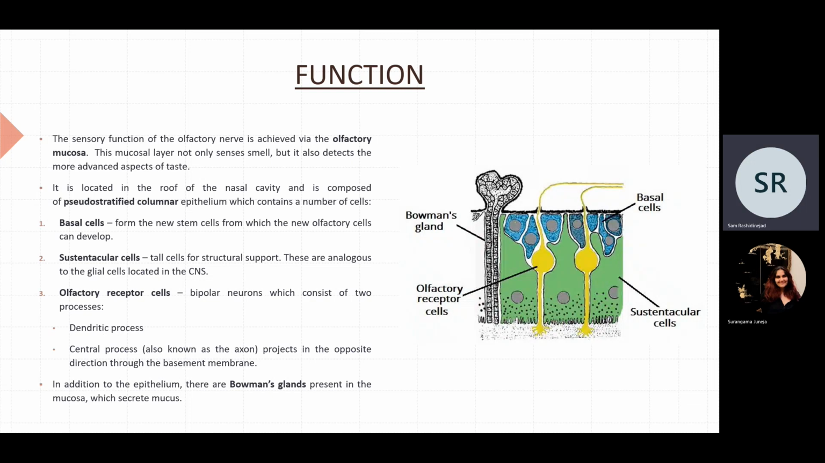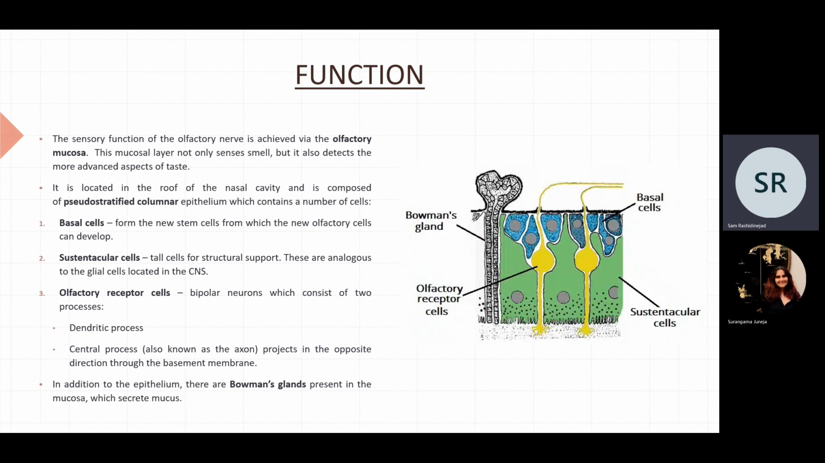So the function, as I said in the beginning of the lecture, we have different types of cells in the olfactory epithelium that is located in the superior part of the nasal cavity. Starting off with basal cells, which are basically the stem cells, and they make new olfactory cells. Sustentacular cells or supporting cells are basically analogous to the glial cells in the CNS. What they do, for example, is phagocytosis of smell particles or even dead neurons and debris, a lot of things. That's why they're called supporting cells.